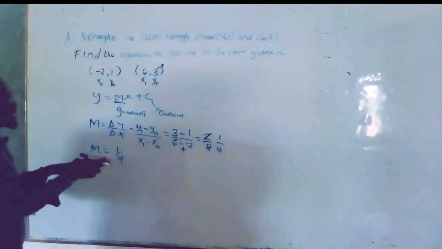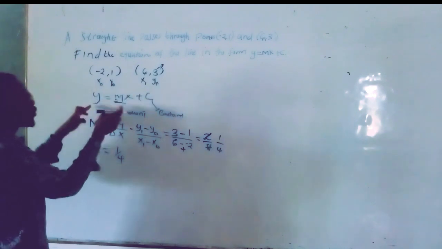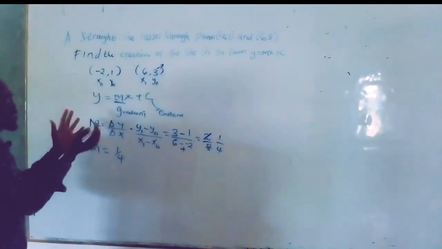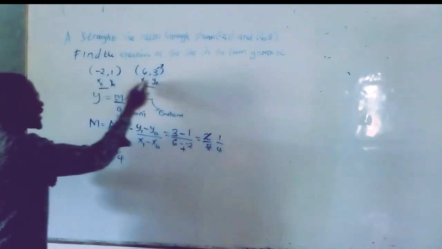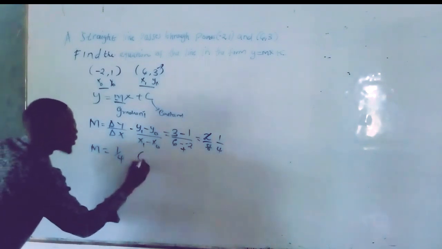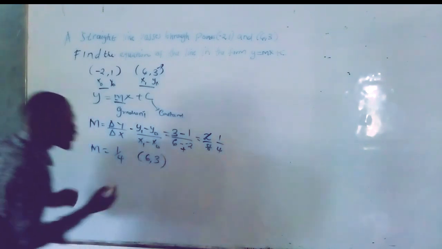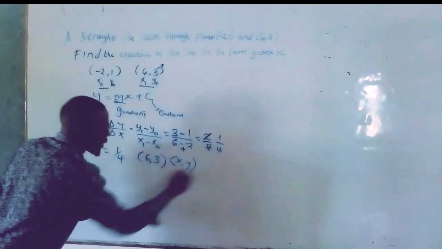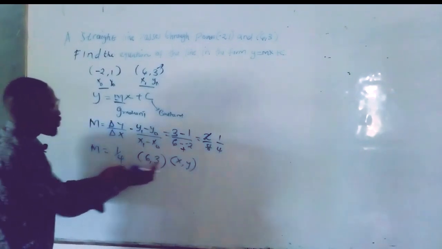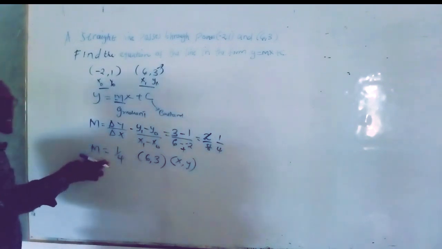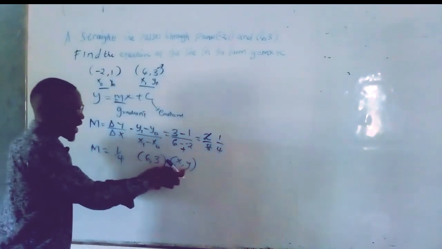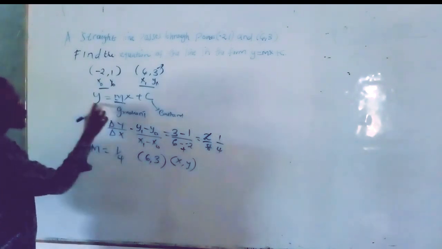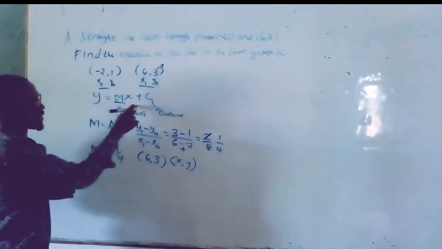I need now to use this gradient to form the equation y = mx + c. So I will take one of the points, either this one or this one. Let me use x1, y1, so the point (6, 3). I also pick another arbitrary point which will be represented as x and y, so that the change in y over the change in x should give me the same gradient. So I use the arbitrary point (x, y) and the other given point (6, 3), so that I can come up with the equation y = mx + c.